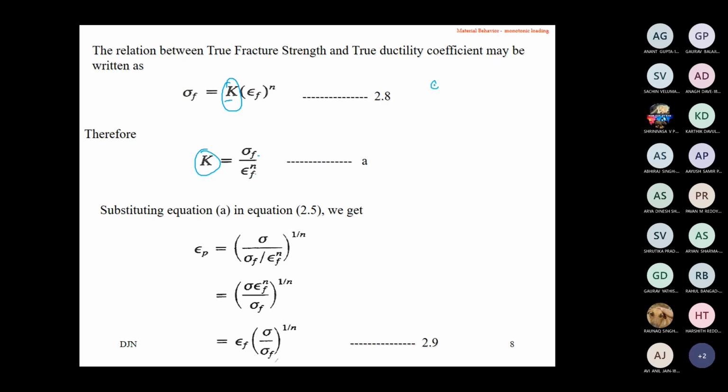So we earlier had epsilon T, total strain, is the elastic strain plus the plastic part. Then we are aware that epsilon E is nothing but stress by Young's modulus, Hooke's law. The elastic part is governed by Hooke's law and the plastic part is governed by the power law, which we had as sigma by K to the power 1 by n. Now K being the strength coefficient.